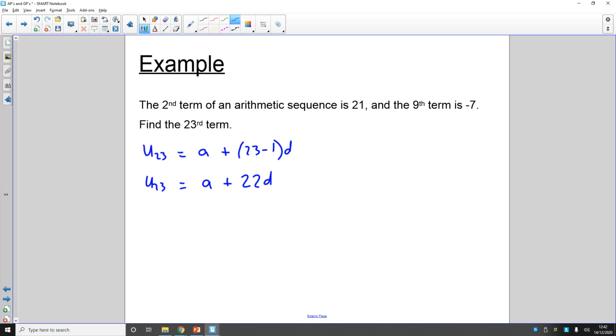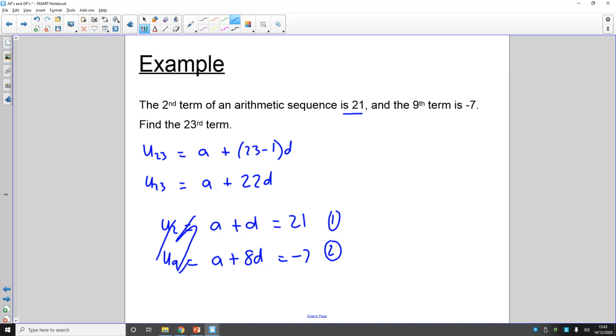So what do we know then? Well, the second term, that's a plus 1d. So the second term, U2, is a plus d is equal to 21. That means the first term plus the first difference will give me 21. And for the ninth term, that will be a plus 8d, because n minus 1 here is 9 minus 1, so that's 8, and that's equal to minus 7. Now, we've set up our two bits of information, and hopefully you can see that I have got two equations that I can solve simultaneously.